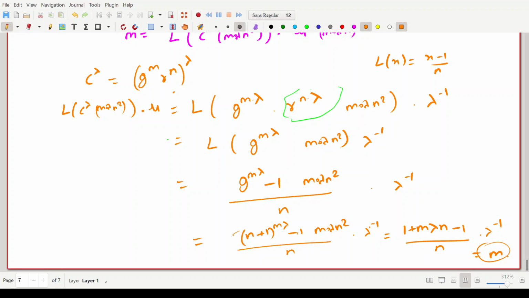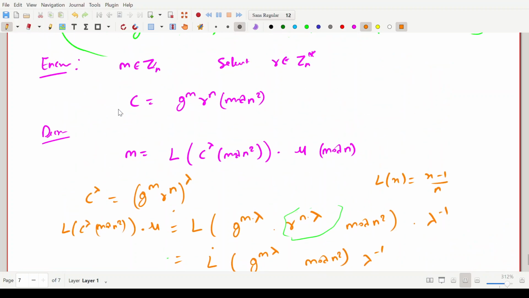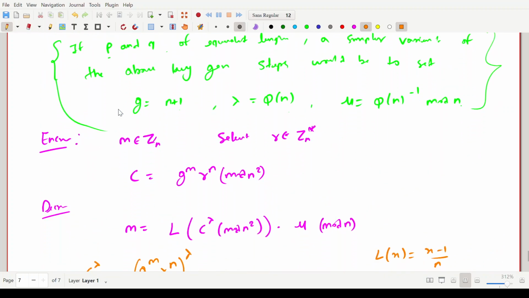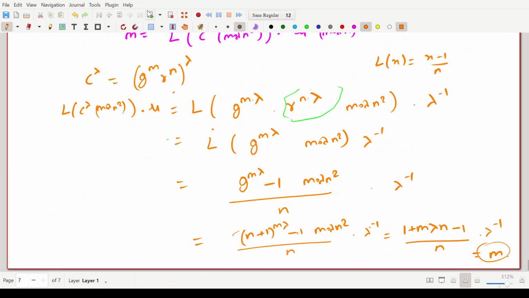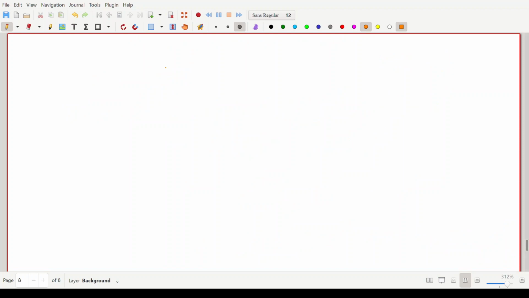Okay. Encryption, decryption, everything is done. Now let us see whether it is homomorphic or not. So I am having two messages, say M1 and M2. And what was the encryption here? If you remember, we have to choose random R. So I'll choose random R1, which belongs to Zn star, and R2, which belongs to Zn star.